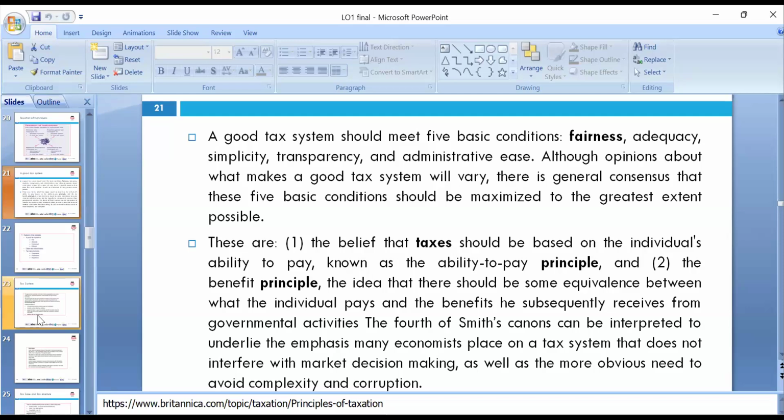Therefore, we can look around the belief that taxes should be based on the individual's ability to pay, the principle of ability to pay, and what the individual pays and the benefit they subsequently receive from government activities. The fourth, Adam Smith's laws, which we can interpret as underlying emphasis: a tax system that does not interfere with market decision making, and obviously needs to avoid complexity and corruption.